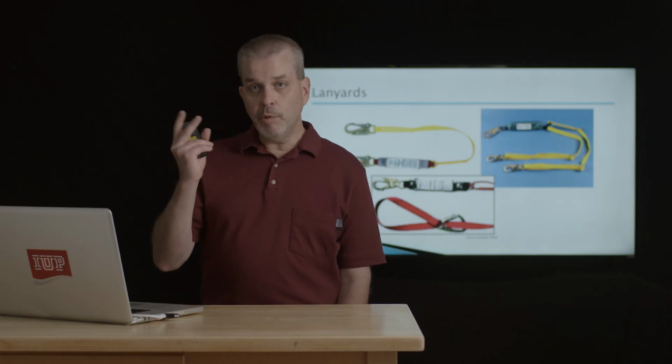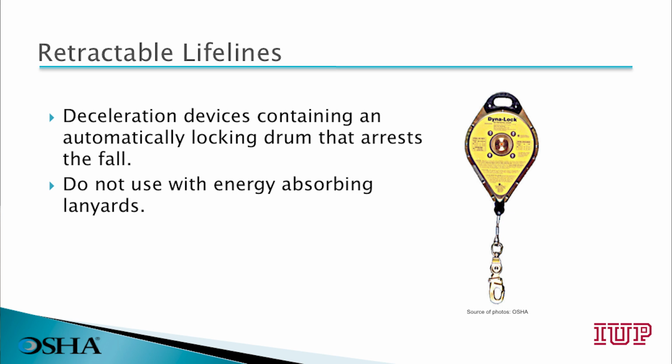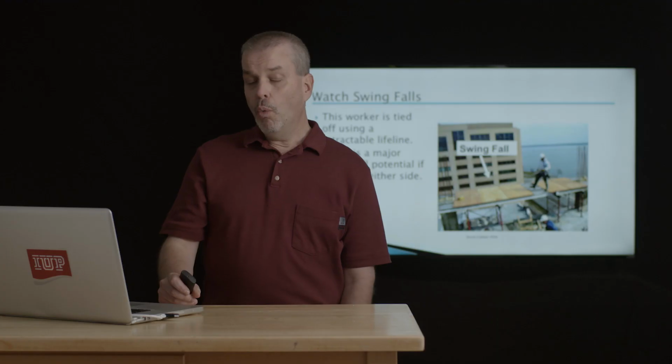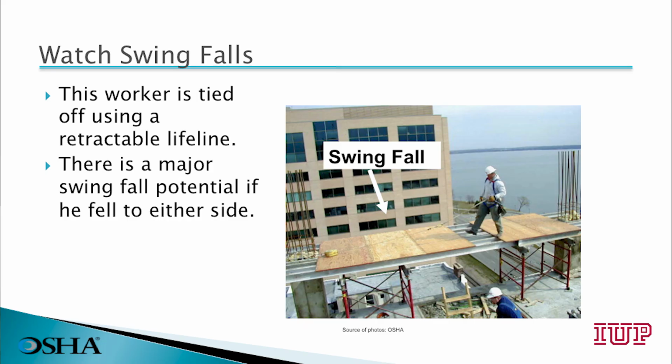Lanyards. This is what connects our body harness to the anchor points. We may use standard lanyards, and we could use retractable lifelines or retractable lanyards. These are deceleration devices that limit the fall distance. One hazard we need to be concerned about in the workplace are swings. If a worker is tied off overhead with a retractable lifeline or a standard 6-foot lanyard and suffers a fall, that worker may swing into a hazard below.